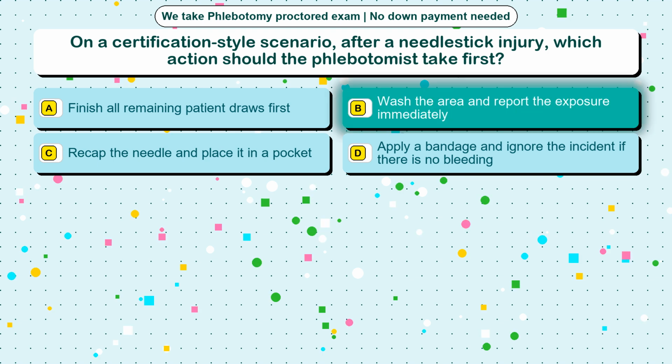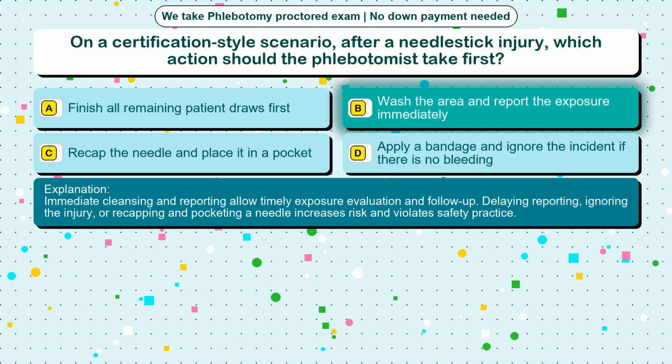The correct answer is option B. Wash the area and report the exposure immediately. Immediate cleansing and reporting allow timely exposure evaluation and follow-up. Delaying reporting, ignoring the injury, or recapping and pocketing a needle increases risk and violates safety practice.